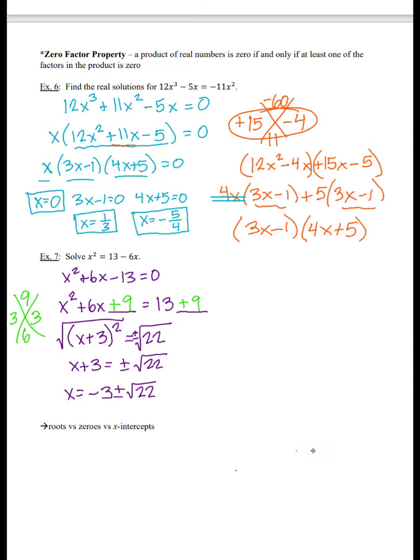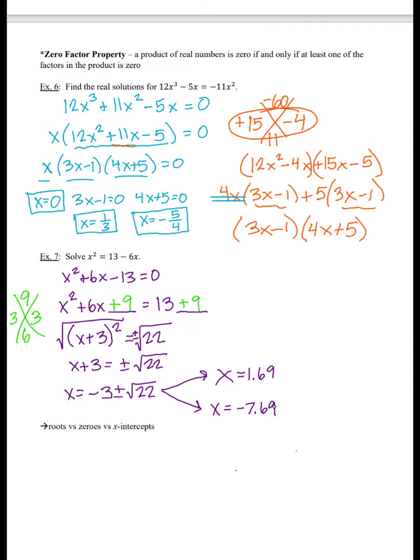Okay, so just to interpret what those two solutions are, I'm going to rewrite each of them. If I do negative 3 plus the square root of 22, I would get about 1.69. And if we do negative 3 minus the square root of 22, we would get about negative 7.69. So these are our two solutions.